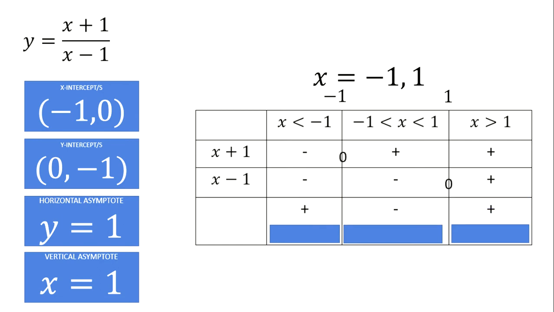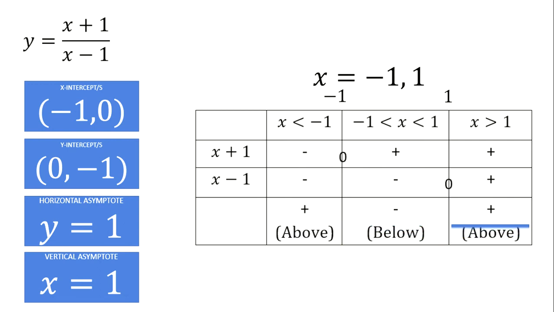Okay, now what does it mean when it comes to the graph of a rational function? Always remember, if it is positive, it is above the x-axis. Okay, always remember that, above the x-axis. And then if it is negative, it is below the x-axis. Okay, so let's graph that.